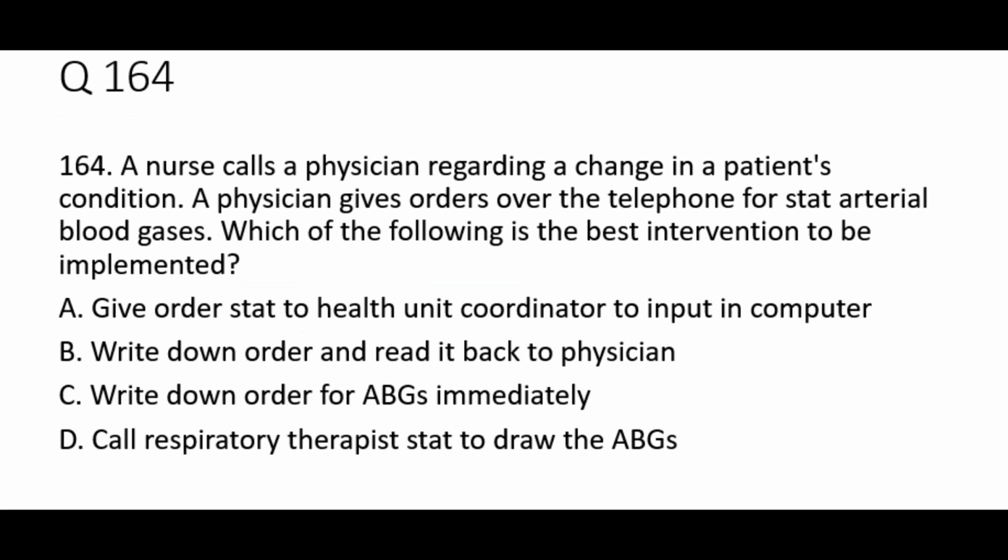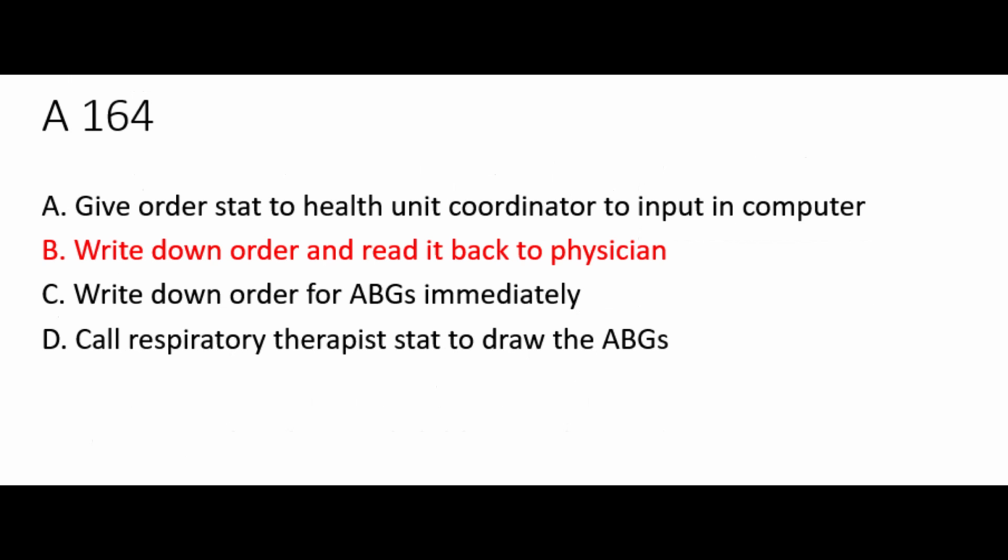164. A nurse calls a physician regarding a change in a patient's condition. A physician gives orders over the telephone for stat arterial blood gases. Which of the following is the best intervention to be implemented? A. Give order stat to health unit coordinator to input in computer. B. Write down order and read it back to physician. C. Write down order for ABGs immediately. D. Call respiratory therapist stat to draw the ABGs. The answer is B. Write down order and read it back to physician.